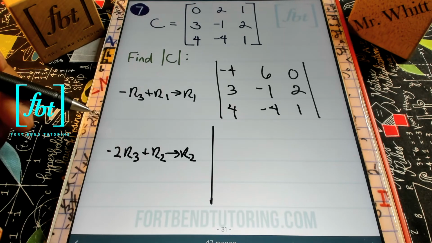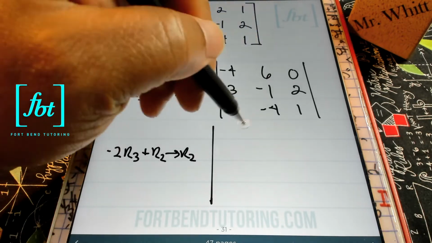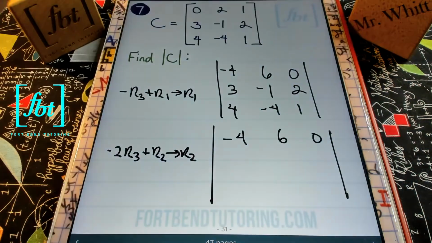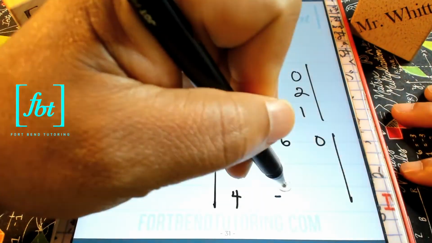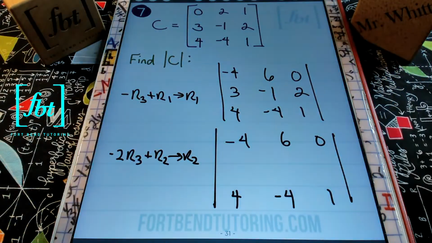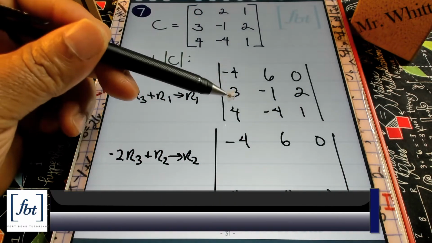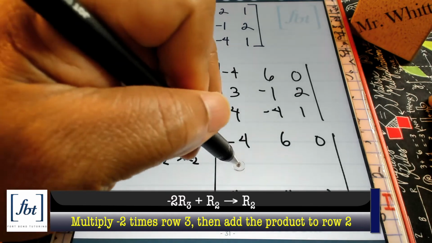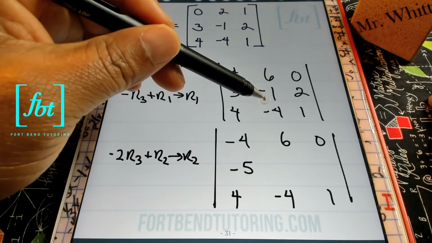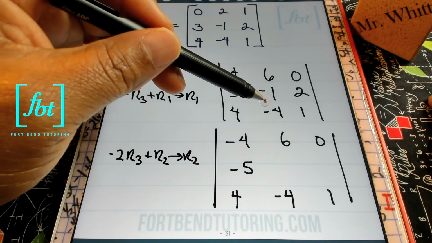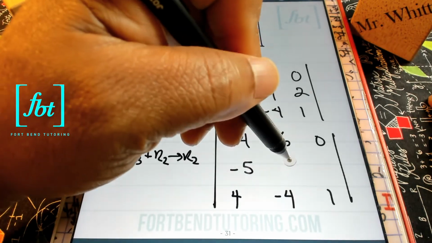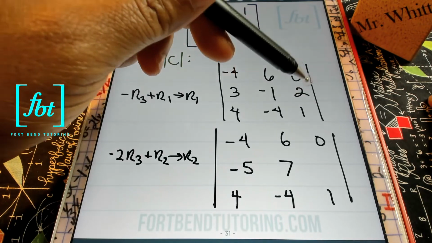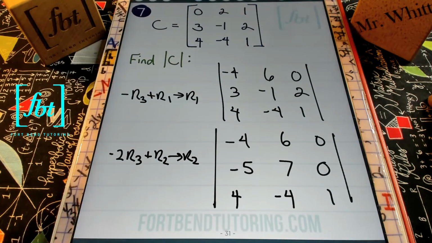That being the case, our first and third rows will not change. So we'll be bringing down -4, 6, 0, as well as 4, negative 4 and 1. Here we'll be multiplying negative 2 times 4 to give us negative 8, and then negative 8 plus 3 is negative 5. Then we'll have negative 2 times negative 4 is positive 8. 8 and negative 1 combine to give us 7. And then we'll have negative 2 times 1 is negative 2. Negative 2 plus 2 is 0.